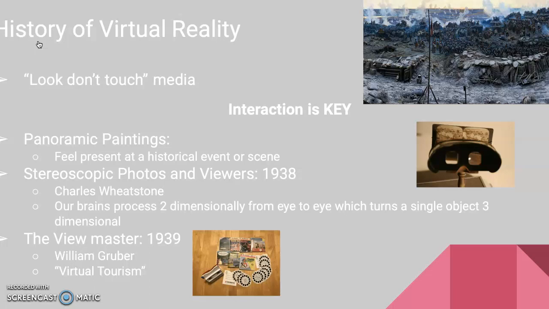In 1939, the Viewmaster came out, which is a very similar style of stereoscopic photo or viewer. However, this was more created towards children. I know I had one of these when I was little. I loved it. Essentially, William Gruber wanted to create a virtual tourism aspect. He wanted to do this by using that same glasses concept, but using film to change the photos and also to just change the experience.